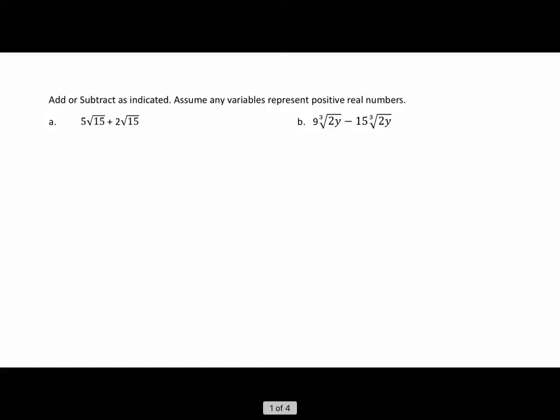Let us add or subtract as indicated. Assume that any variables represent positive real numbers. So, example A, 5 root 15 plus 2 root 15.